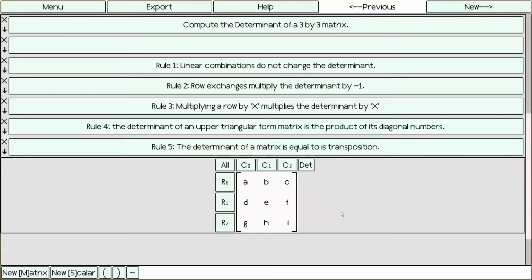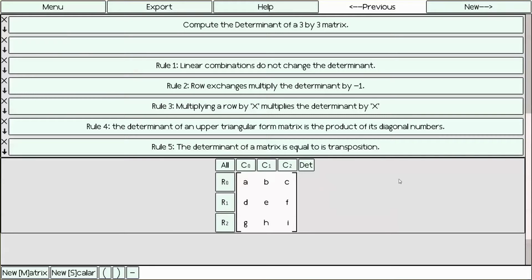So we have an algebraically arbitrary matrix here that represents any 3 by 3 matrix possible, because we've called the different elements A, B, C, D, E, F, G, H, and I. So we're going to compute the determinant of this expression.